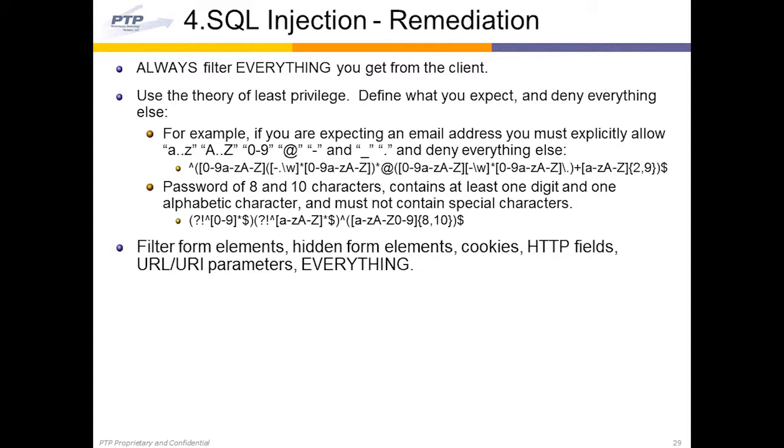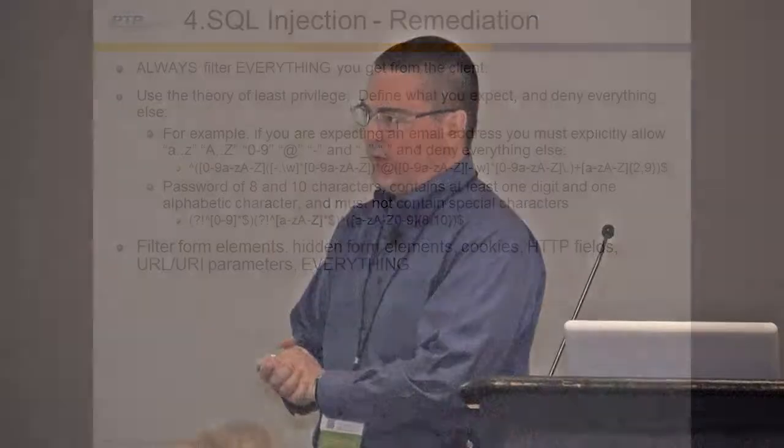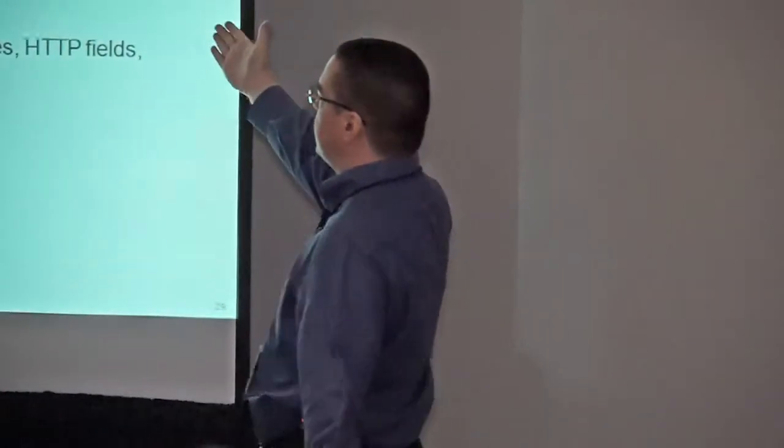And remediation is very similar to everything we've talked about before, and it goes back to what I said at the beginning. If there's one thing I could tell all developers to do, it would be put on your what-if hat and do something about it. What if I get input I'm not expecting? The biggest problem with apps today. So if you're expecting an email address, this is a regular expression that filters out everything that's not an email address, as an example.